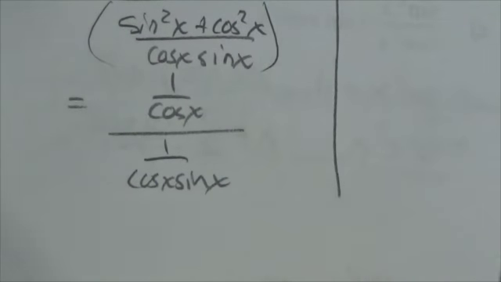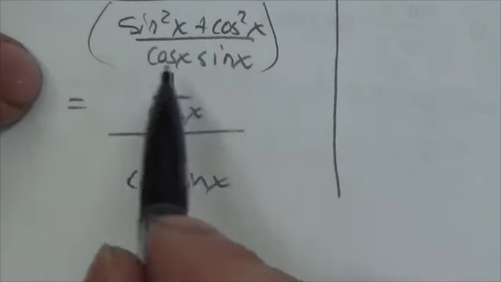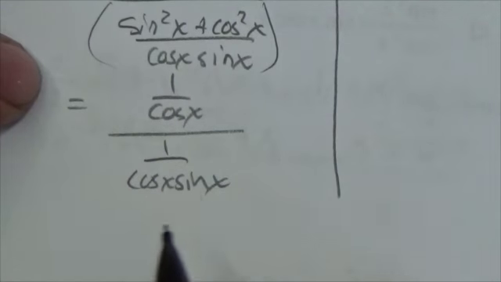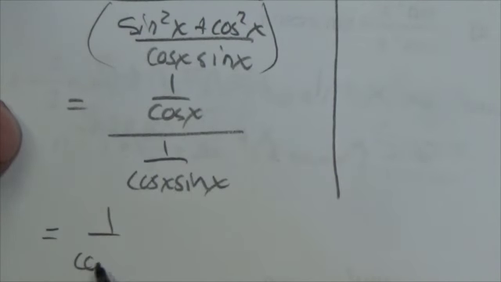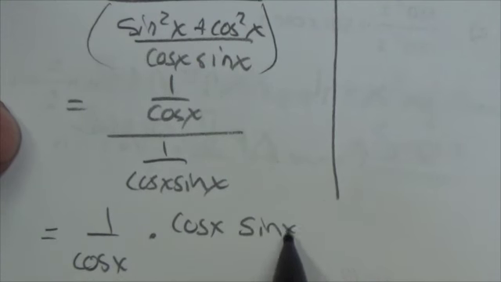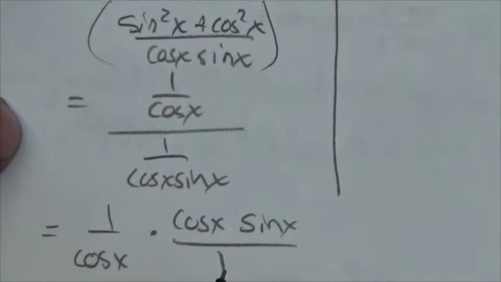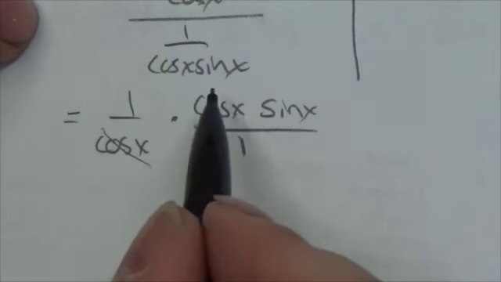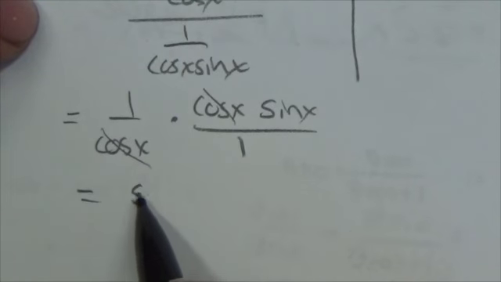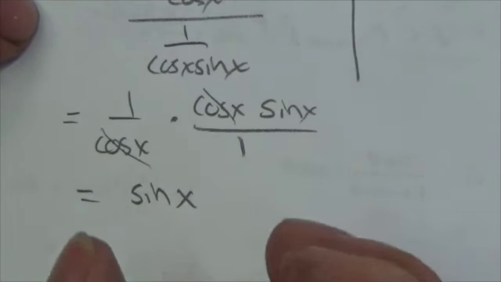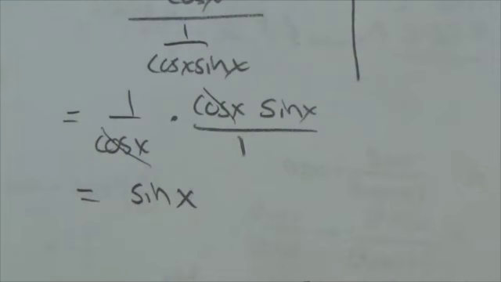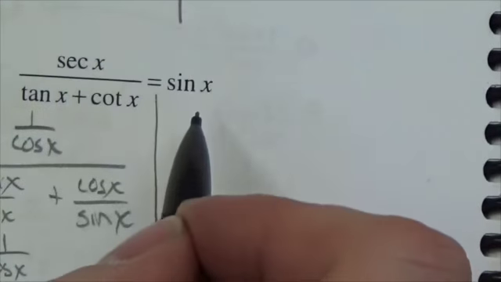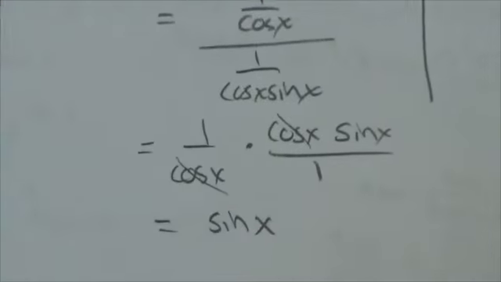Now I'm very, very close to my answer here. I've got a fraction divided by a fraction, so I'm going to multiply by the reciprocal. So cos x sine x over 1. And now notice cos over cos cancels, and I have finally worked this down to that simple expression, sine x, which is the same as the right-hand side. So we've proved this identity.